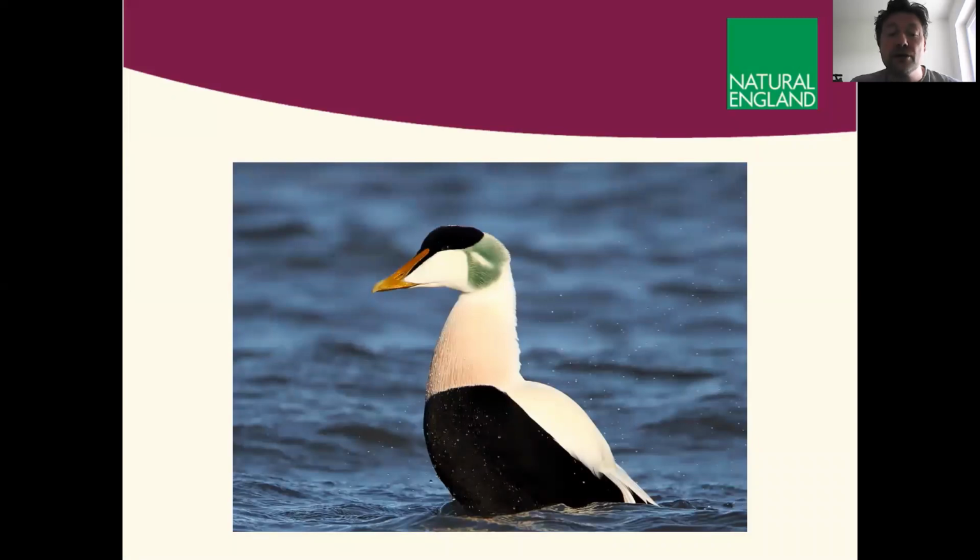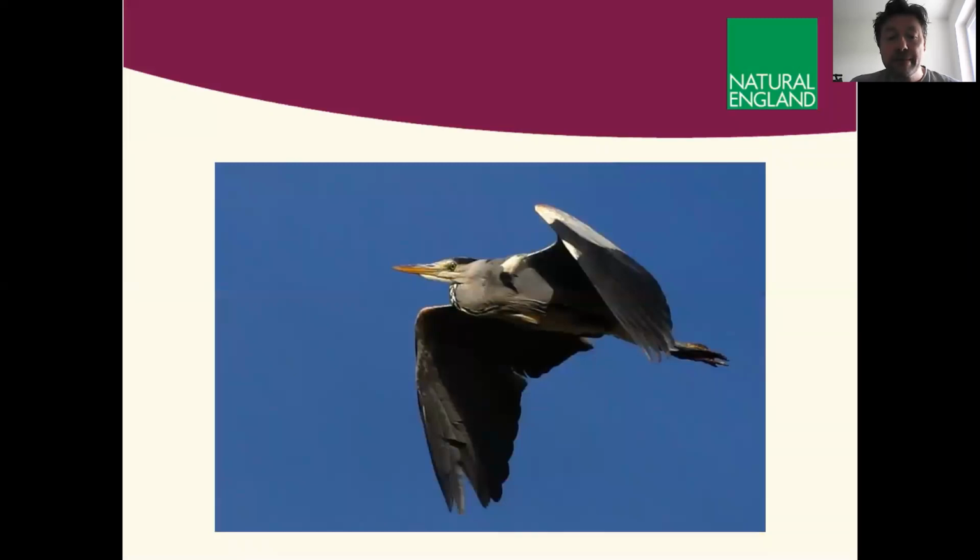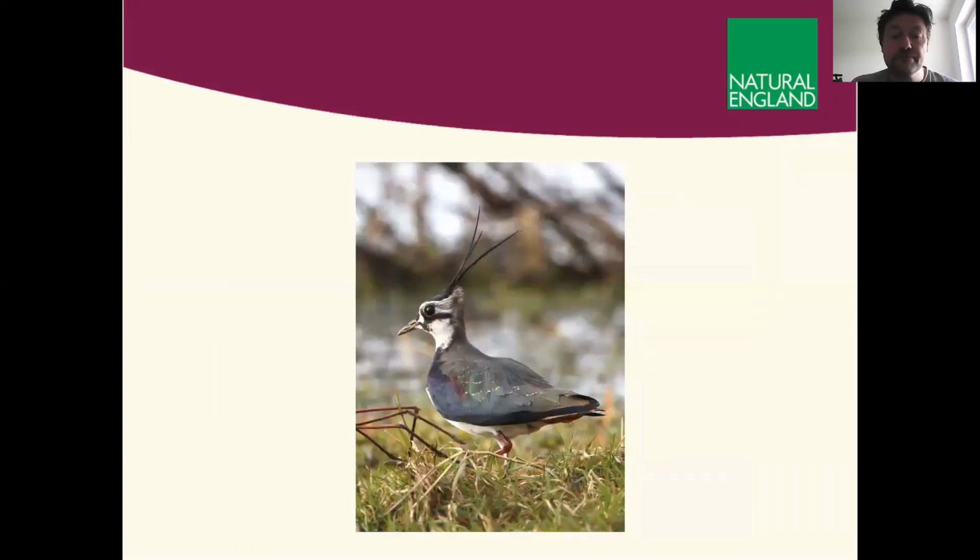Eider duck, not so positive. Numbers are continuing to decline, along with many other sites along the east coast. A heron, another species of the intertidal and farmland on the island. So some of our wading birds aren't faring as well as our wildfowl, our ducks and geese.